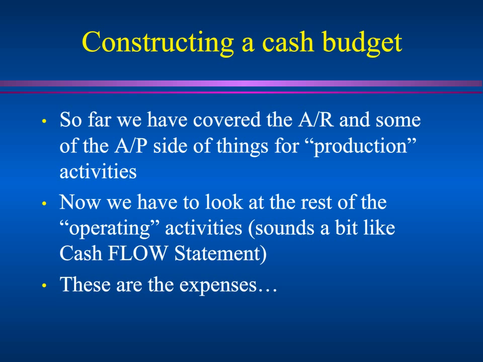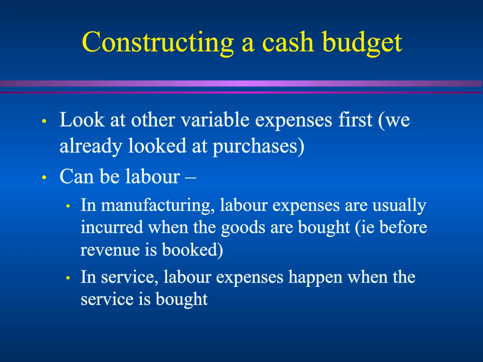As mentioned, we've only covered the AR and the AP side of things. Now we have to look at the actual operating activities, and they're the expenses typically. So we look at variable expenses first. Variable or direct are the sort of things that go up or down as sales go up or down. Usually we'll see some fluctuation in labor and things like that in the manufacturing part of things. Again, we tend to look at these a little bit separately than buying our goodies that we're going to build.